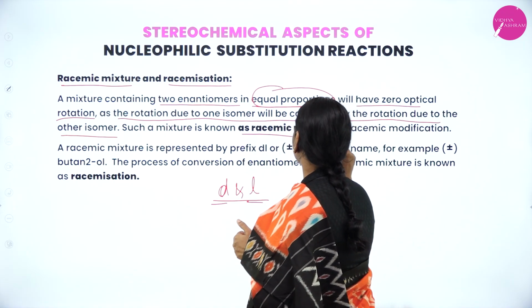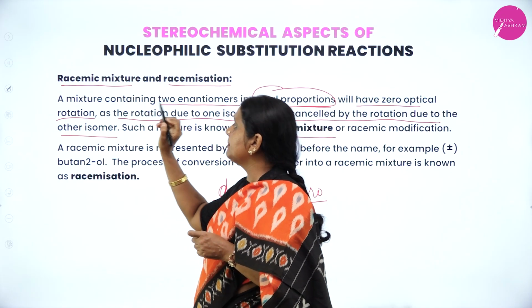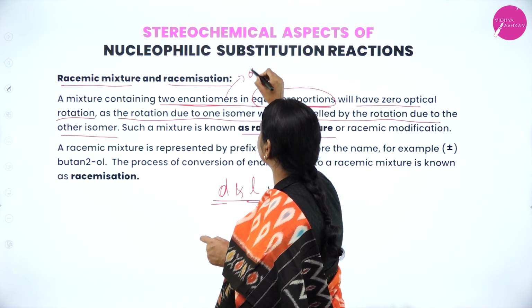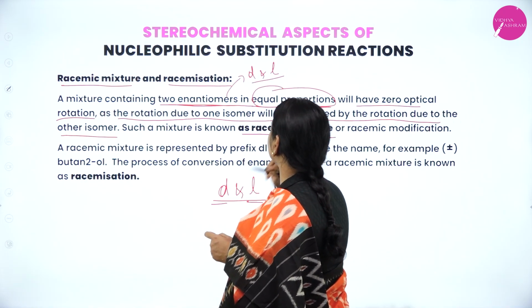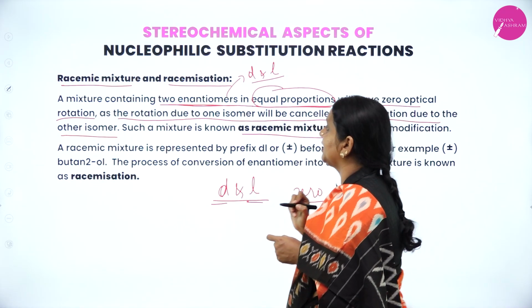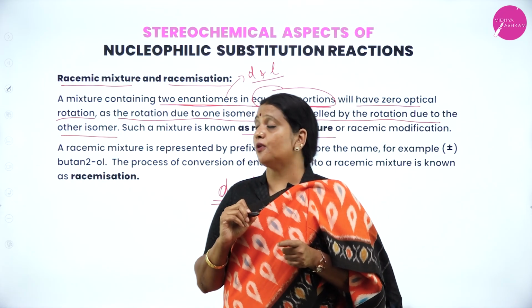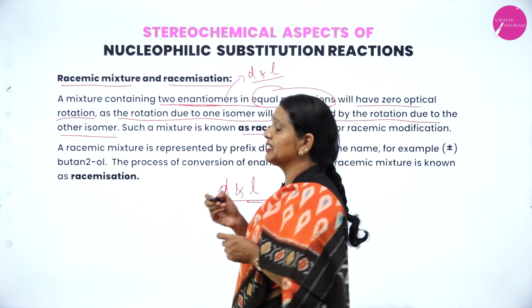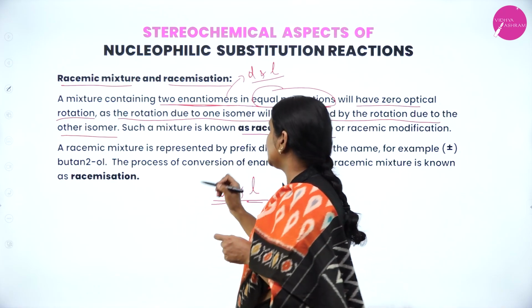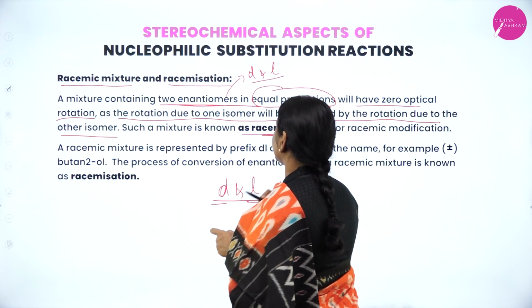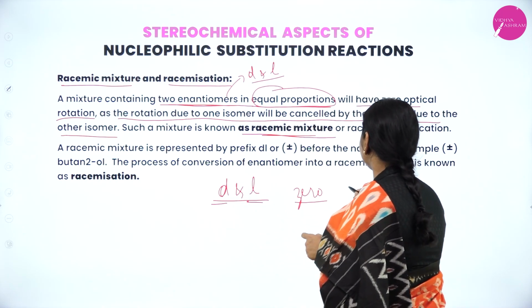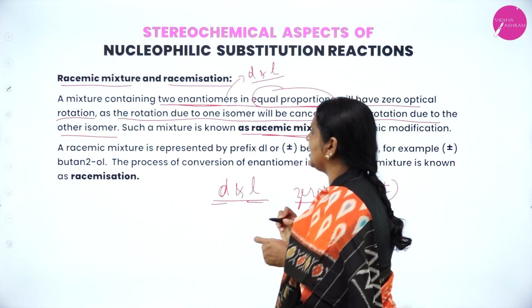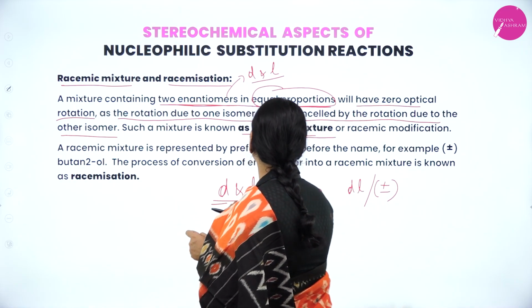Such a mixture is known as a racemic mixture. A mixture containing two enantiomers, one in D form, another in L form, in equal proportion, has zero optical rotation because the rotation caused by one isomer is cancelled by the other isomer. Such a mixture is called a racemic mixture. A racemic mixture is denoted by DL or plus or minus.